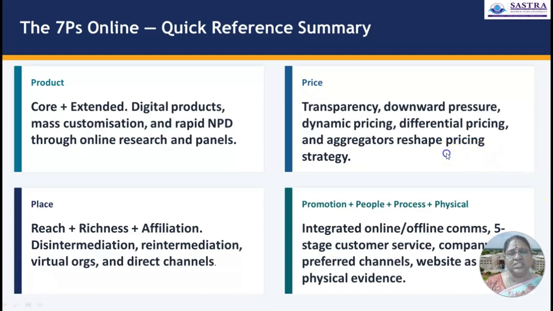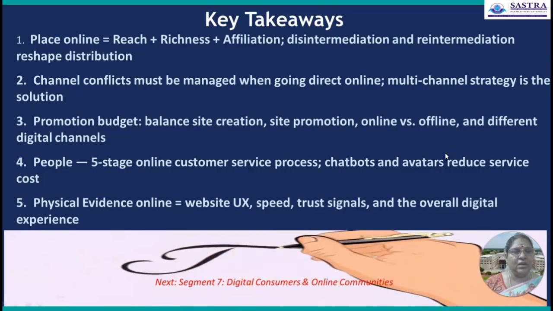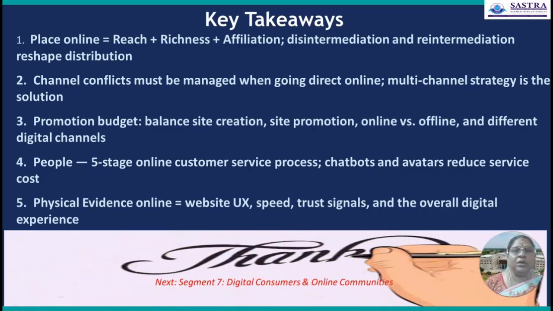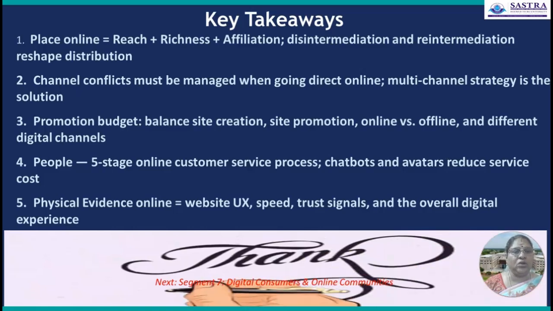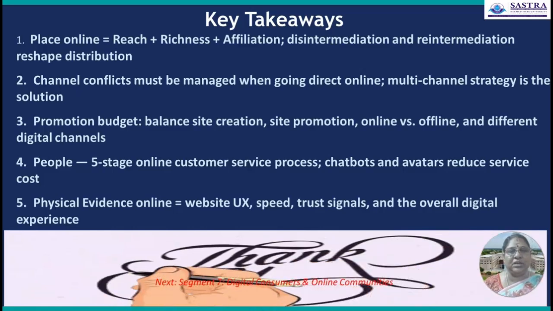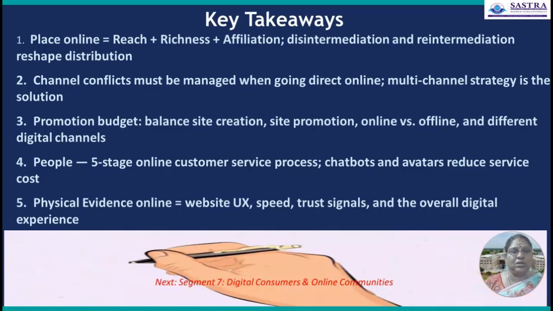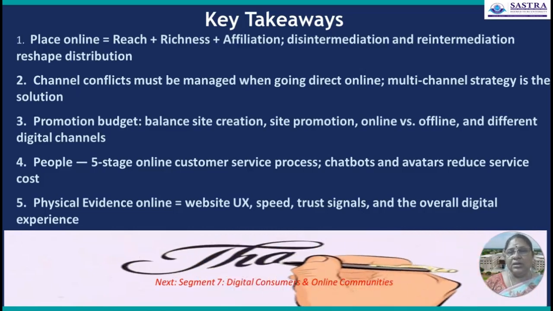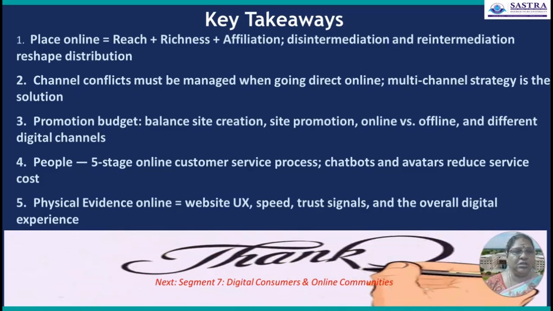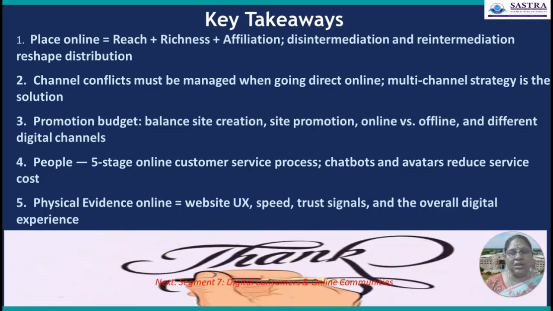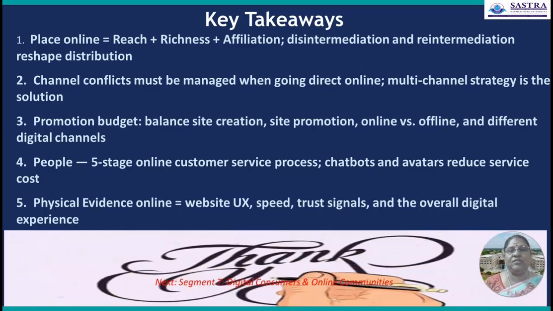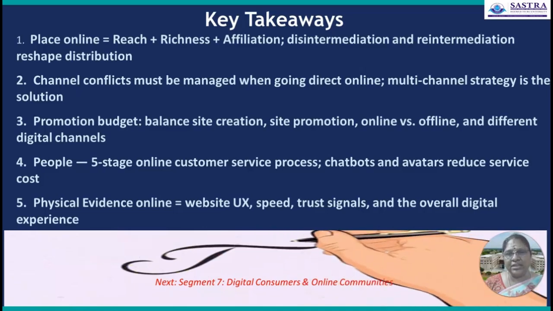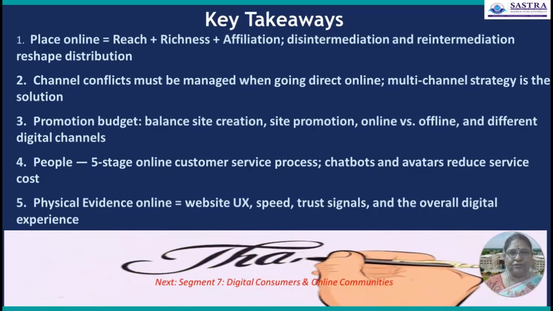I can just touch upon all these things in my lecture today. Anyway, the key takeaways are place online, that is the reach plus richness, plus affiliation, disintermediation, and reintermediation, which is reshaping the distribution. And channel conflicts must be managed when going direct online, and a multichannel strategy is also the solution for that.